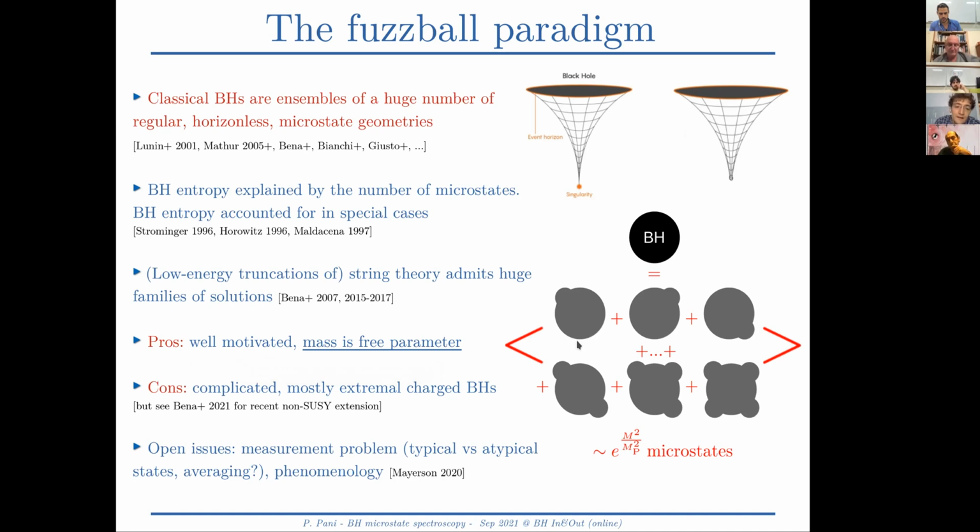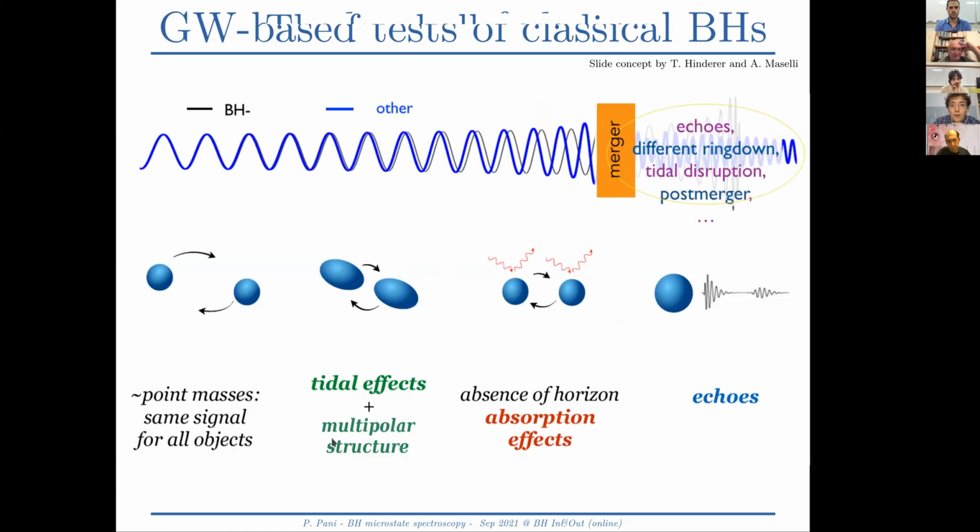So this approach can explain both stellar mass and supermassive black holes, which is not typically the case in other approaches. The cons are that typically these solutions are very complicated. Most of them describe only quasi-extremal or extremal charged black holes, even though recently there has been extension to non-supersymmetric solutions. And anyway, there has been a lot of development in this field at the theoretical level. I can recommend this review by Daniel Meyerson, which I think is very nice, both from the point of view of the theory and from the point of view of the observations of the fuzzball proposal.